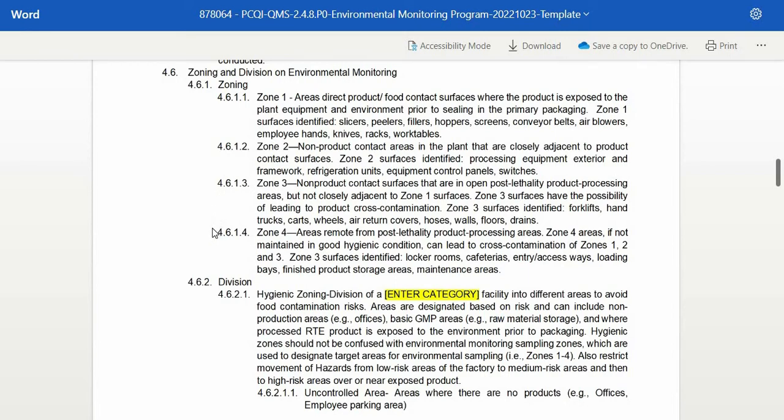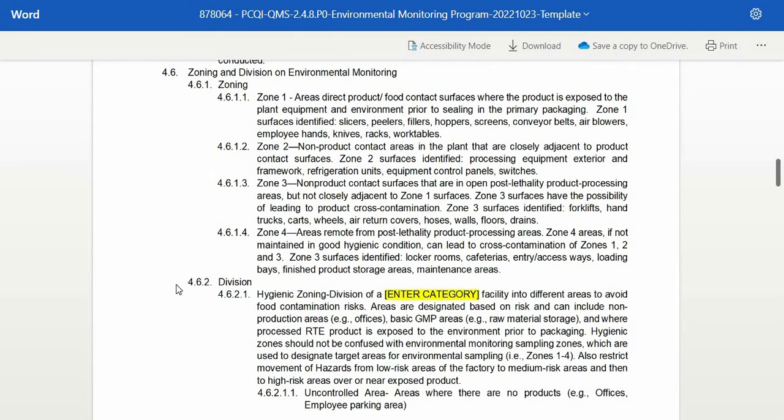For Zone 4, areas remote from post-lethality product processing areas. Zone 4 areas, if not maintained in good hygienic condition, can lead to cross-contamination of Zones 1, 2, and 3. Zone 4 surfaces identified: locker rooms, cafeterias, entry or access ways, loading bays, finished product storage areas, and maintenance areas.